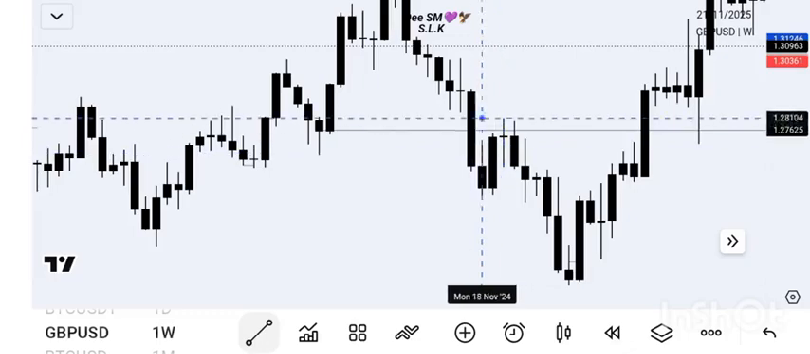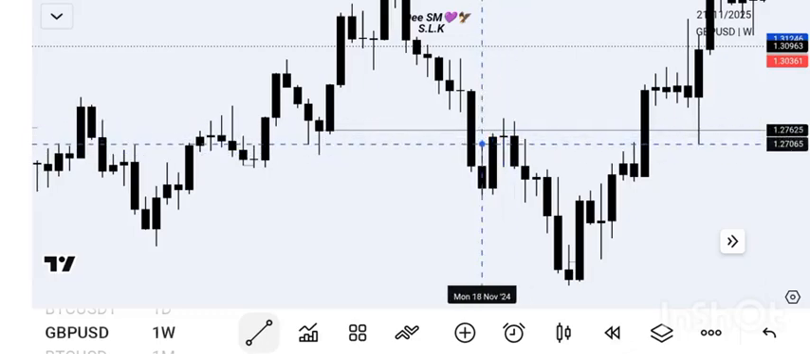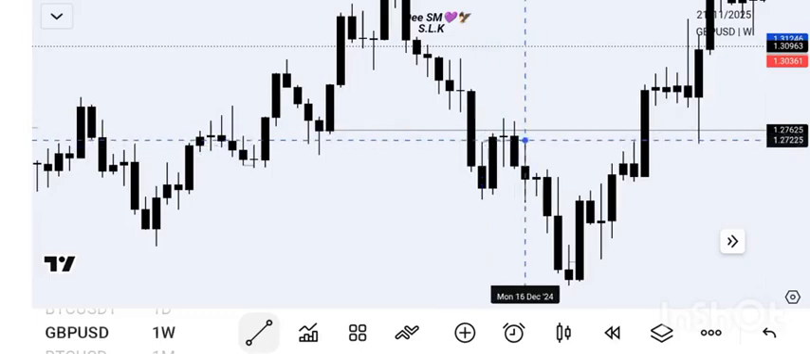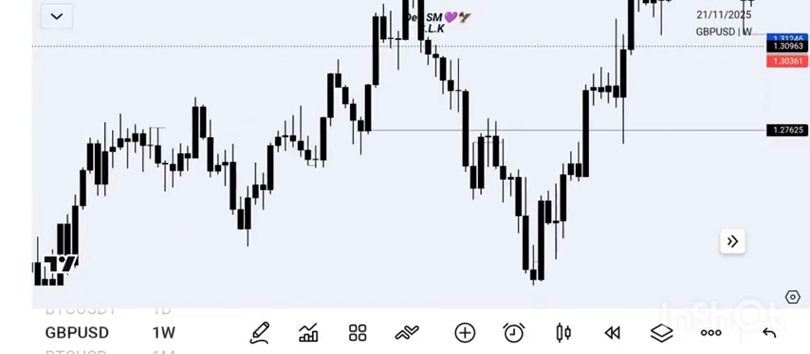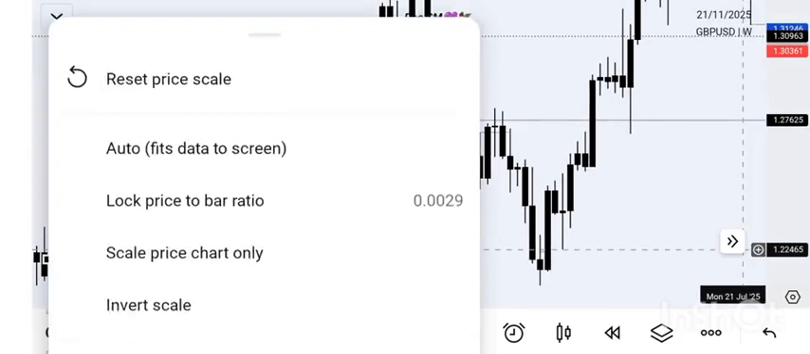And what can you do? Price just came back to that level, using this as liquidity, sweeping this liquidity, and what happened? Price began to sell. The same way in a buy scenario.